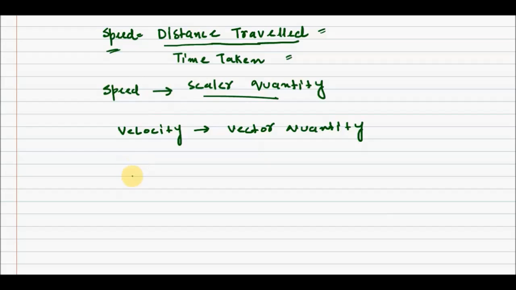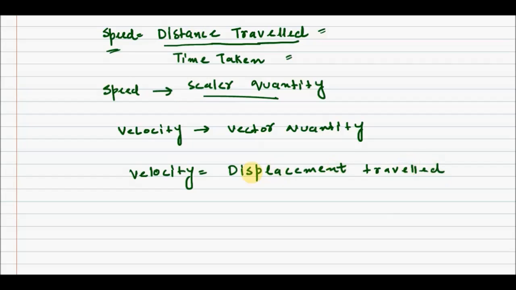Now, how do we define velocity mathematically? Velocity is defined as the ratio of the displacement traveled by an object to the time taken during the displacement, right? During this time taken. So this is how you define velocity mathematically.